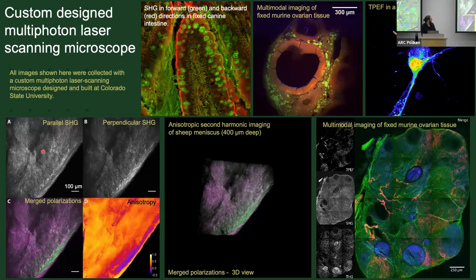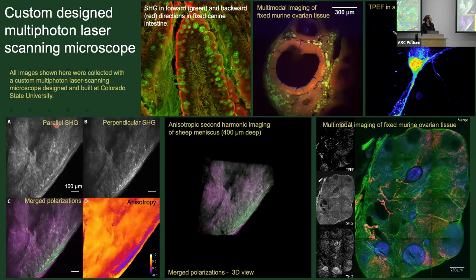This image on the bottom left is sheep meniscus. This is all label-free, second harmonic generation from the collagen within that tissue. One thing that you should note here, and we'll talk about a little bit later on in this presentation, is that when I'm illuminating this specimen, the polarization of my illumination laser is linear, and that means that it doesn't have any angular momentum associated with it. I can measure the second harmonic generation.